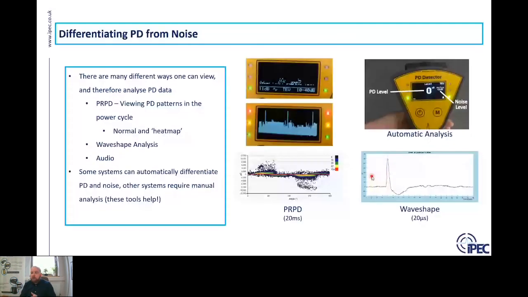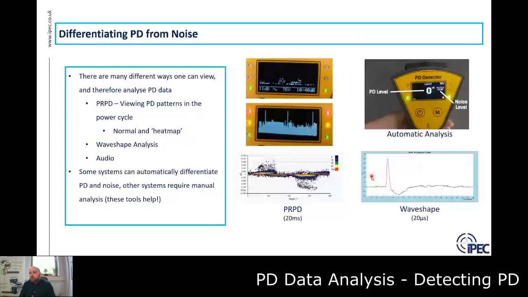The first thing we're going to jump on to is differentiating PD from noise. So there are different ways that you can view and analyze PD data, and PRPD specifically helps in differentiating PD from noise. And so the first one is PRPD, phase resolved partial discharge. PD has a pattern in the power cycle. Background noise often doesn't have a pattern in the power cycle.